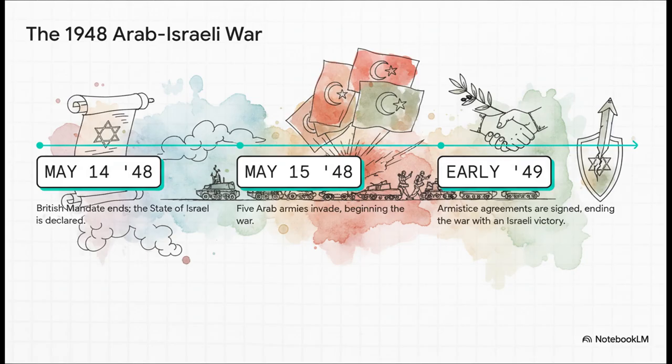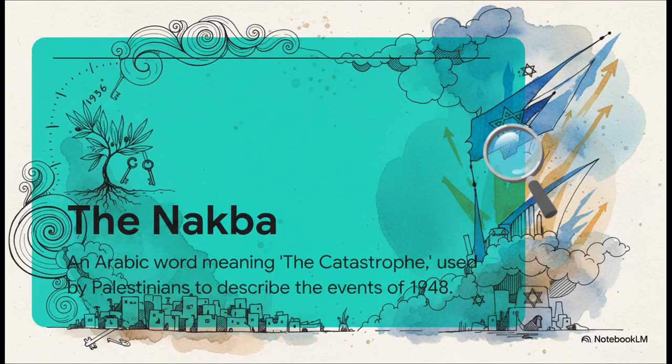On May 14th, 1948, the very day the British Mandate ended, David Ben-Gurion stood up and declared the independence of the State of Israel. The very next day, 5 Arab armies invaded, and the war was on. By early 1949, it was over, with Israel as the clear victor. For Israelis, 1948 is celebrated as their War of Independence. It's a story of survival against all odds.